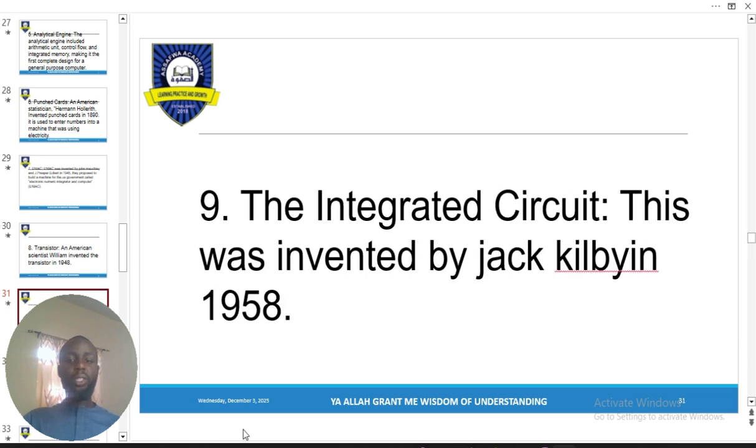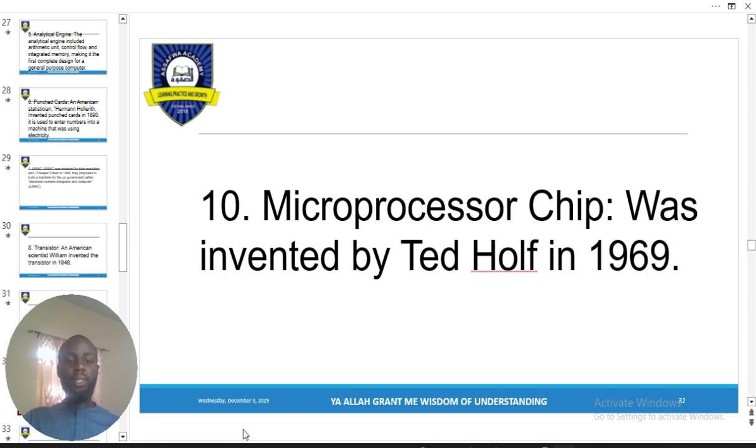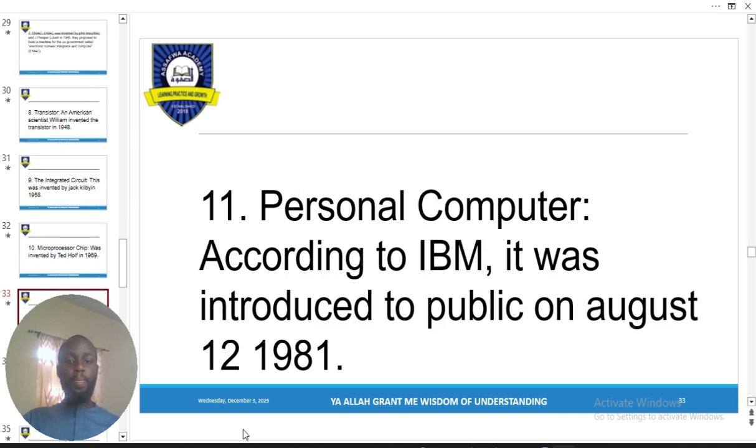And we have the integrated circuit, which was invented by Jack Kilby in 1958. And the microprocessor chip, which was invented by Ted Hoff in 1969. Then we have the PC computers, which were introduced to the public on August 12, 1981.